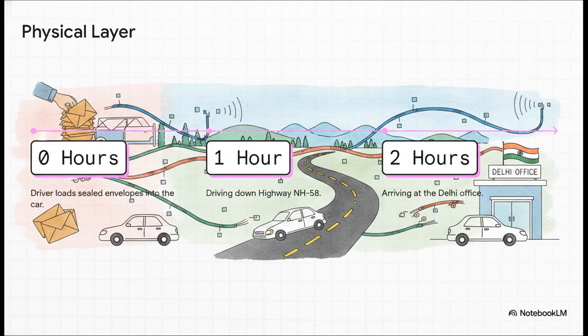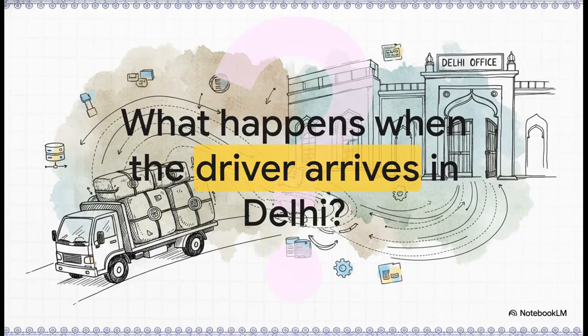Looking at our timeline, at 0 hours, the driver loads the envelopes into a physical car. At 1 hour, they're physically driving down the asphalt of Highway NH58. By hour 2, they arrive in Delhi. In your network, this represents the actual copper cables, fiber optic lines, or wireless radio waves carrying those raw ones and zeros across the globe. And just like that, the sender's journey is complete.